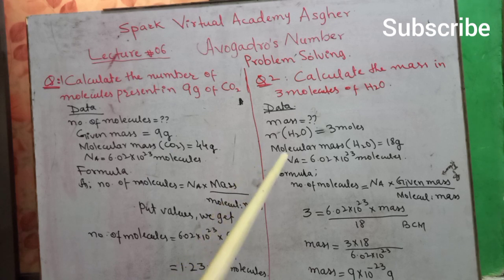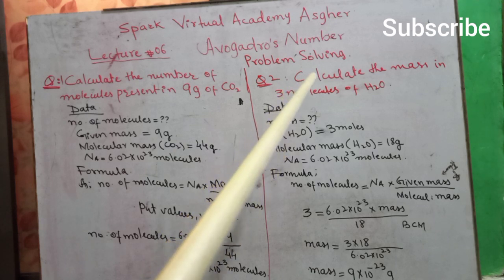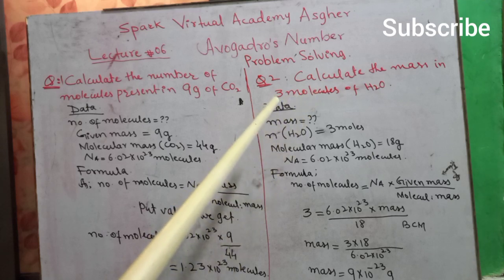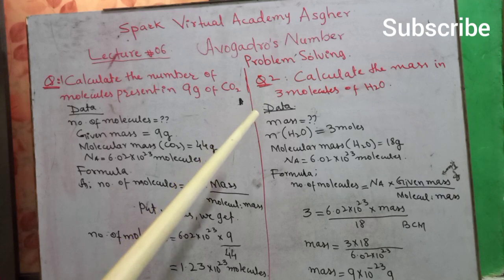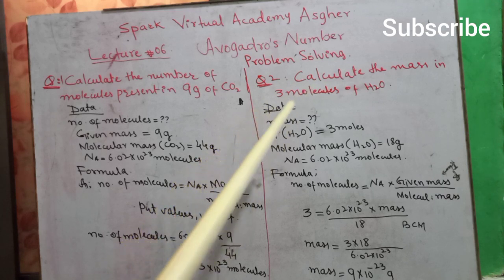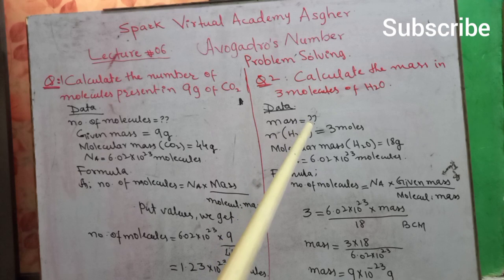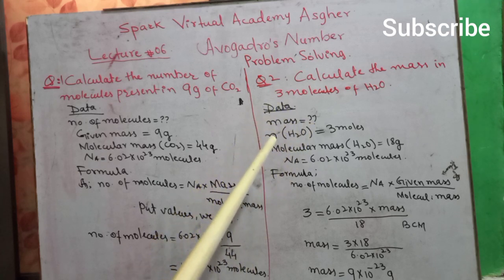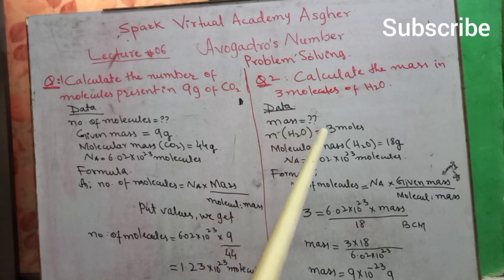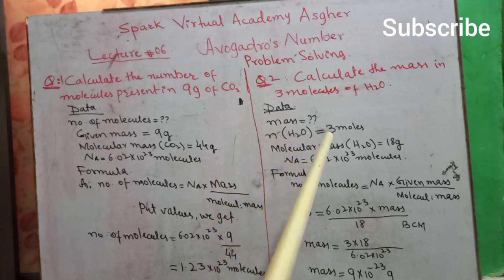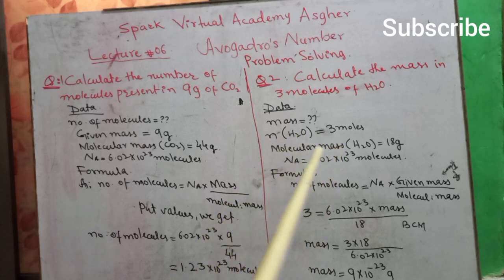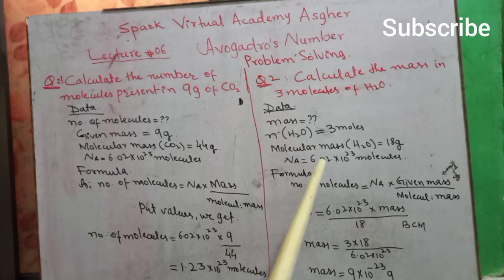Here is another example in which we have to calculate the mass of 3 molecules of water. Here again you will make the data in which you have to write down. We have to find out the mass, that is equal to the question mark. The number of the molecules of water is equal to 3 molecules. It's not moles, it's molecules. The molecular mass of water is 18 gram. And Na is again the same, 6.02 into 10 to the power 23 molecules.